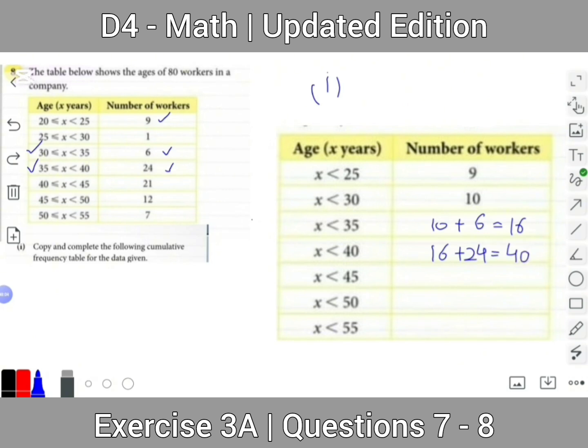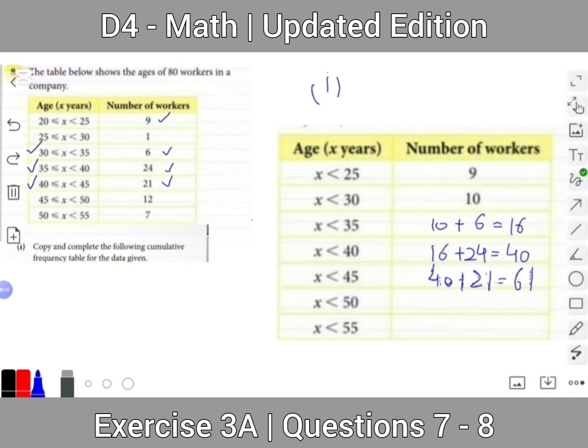Now if we move to the next entry in the frequency table, the class interval 40 to 45 with the frequency of 21, we have to include the ages of all the workers from 20 to 45, and so 40 plus 21 gives us the cumulative frequency of 61.